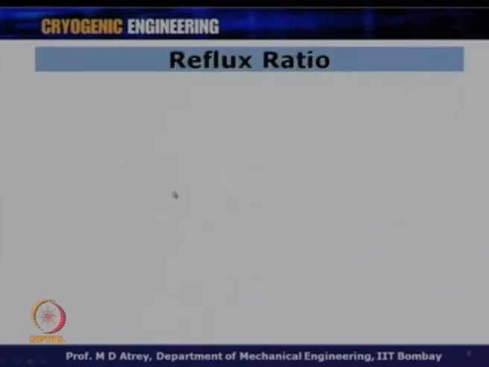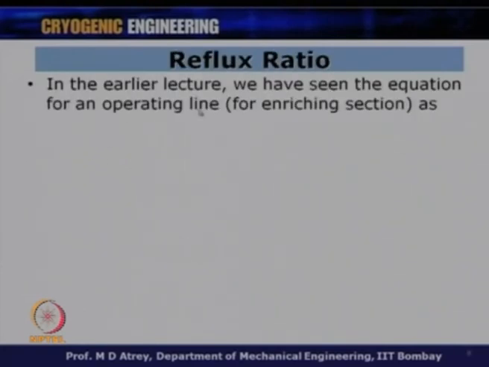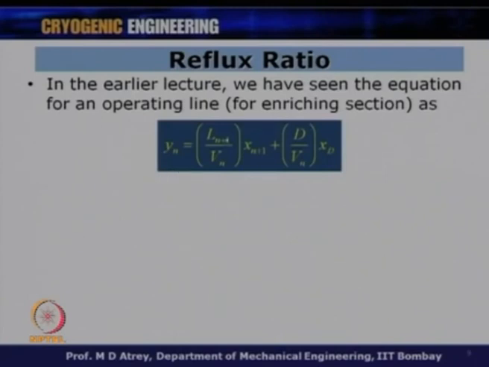So, let us try to understand this concept of reflux ratio. In the earlier case, we have seen the equation of an operating line for the enriching section given as yn equals Ln plus 1 by Vn times xn plus 1 plus D by Vn times xD, where L by V or Ln plus 1 by Vn is the ratio of liquid which is coming from the top plate to the vapor which is going up, while D by Vn, D is the moles per second leaving the condenser, and Vn again is the vapor which is going up, while xD is the purity of the low boiling component.